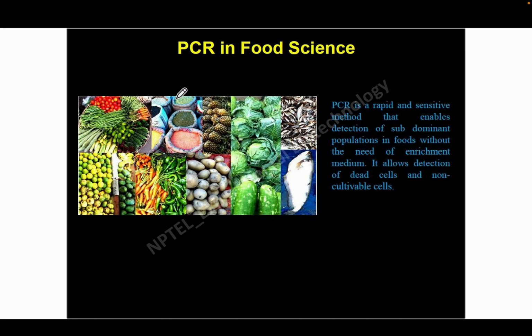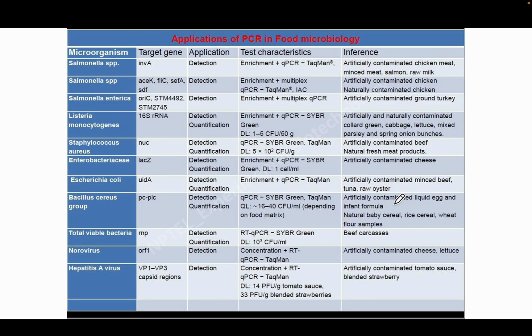PCR in food science. PCR is a rapid and sensitive method that enables detection of subdominant populations in food without the need for enrichment media. It allows detection of dead cells and non-cultivable cells. So, applications of PCR in food microbiology.